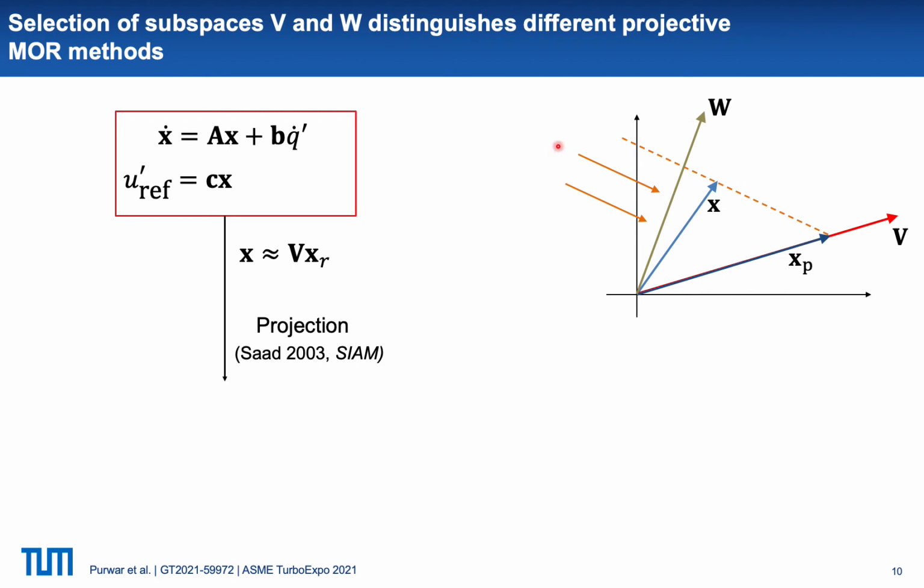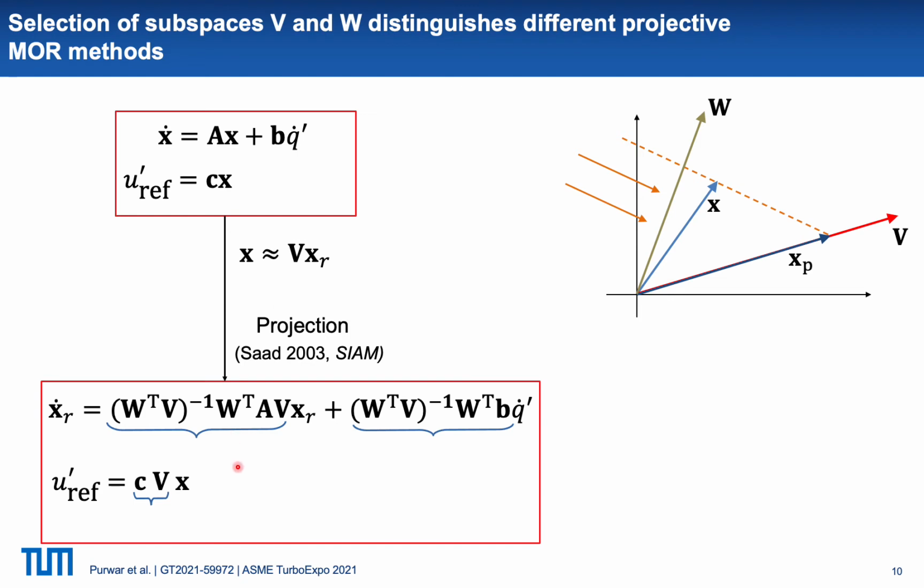We can perform the projection for a state space dynamical system in a similar way such that the dynamics of the system are retained. With approximation of the state vector, the projection of the state space system results in this form. Here these terms can be combined to form the reduced order model. The selection of the projection matrices V and W is what differentiates the reduction methods. For more information about the projection method, the audience is referred to the work of Saad.